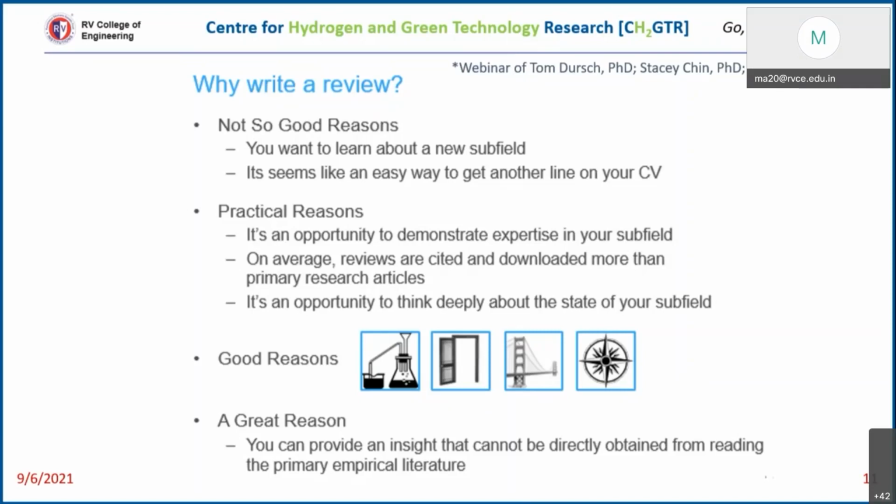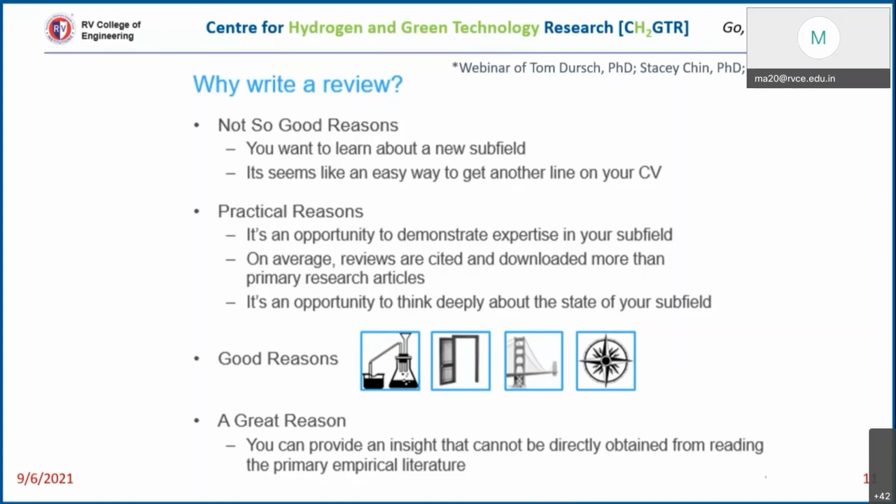And it is an opportunity to think deeply about the state of your subfield. Through a review paper, you try to gain a deeper insight. These are some of the practical reasons. And some good reasons are that you are trying to distill the information and give the gist of many research articles.